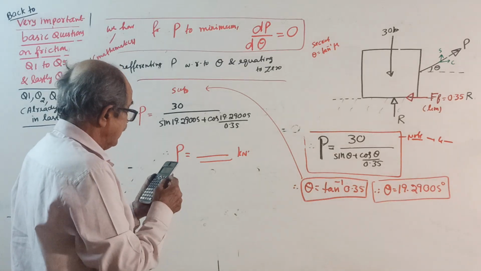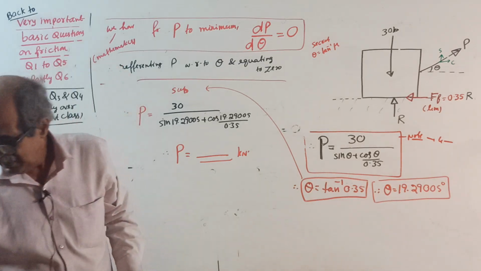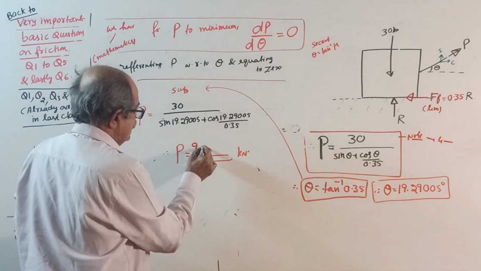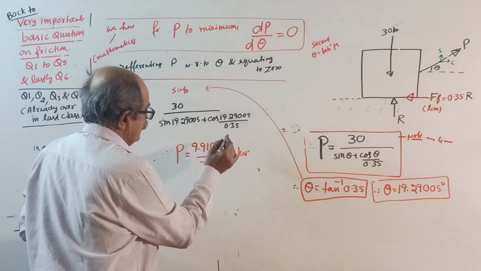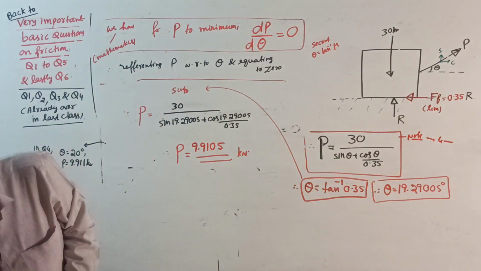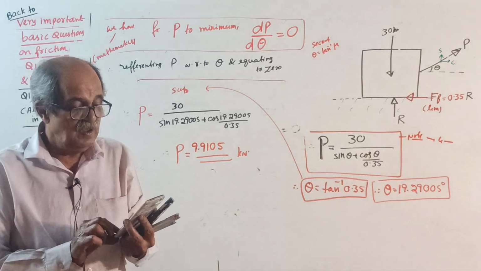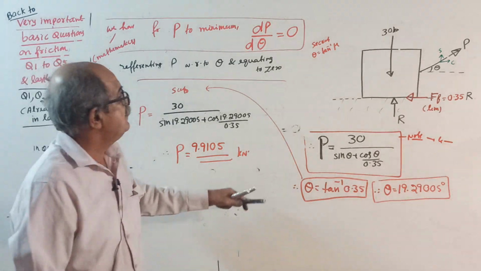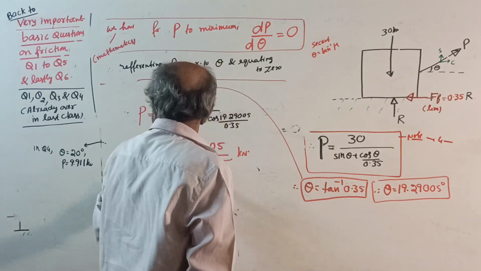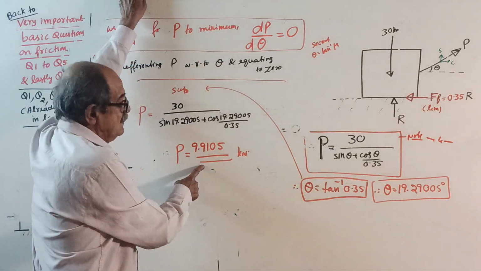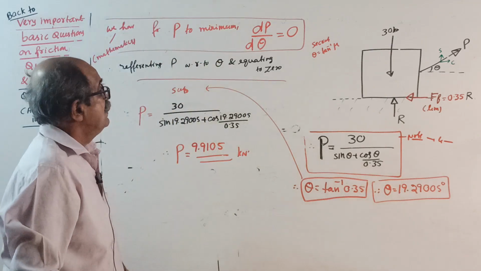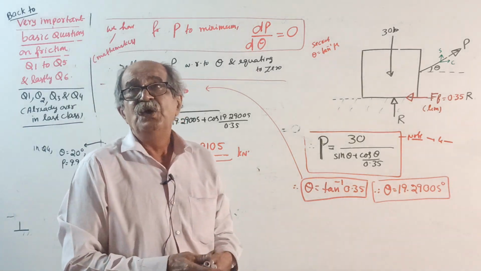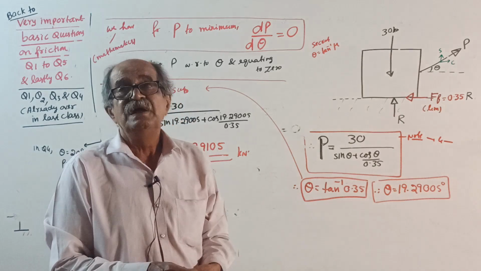9.911 comes, actually 9.9105. See, 9.9105 kilonewton is the answer. Actually 9.91051274, not required. Anyway, when theta is 20 degrees, it was 9.911. Little lesser, 9.9105 kilonewton.